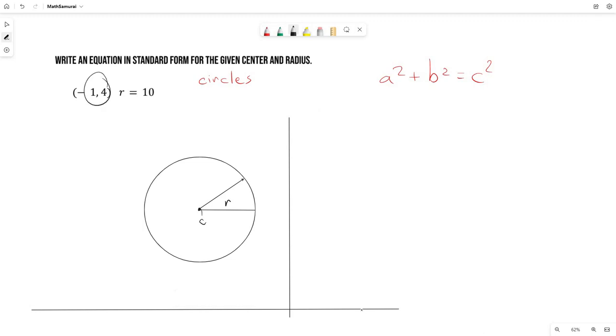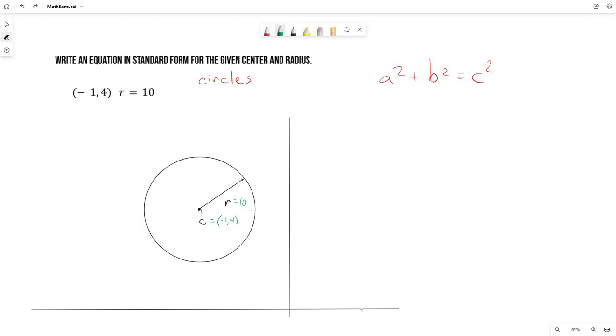Let's think about what we know about this thing. We know the center is at negative 1, 4. So C equals negative 1, 4. That is the point coordinate for the center. And the radius equals 10. So let's think about this really first, just basically, before I get into why this is relevant and how this can help us remember the equation better. Because if we know this, we can figure it out very easily and understand what's going on here.